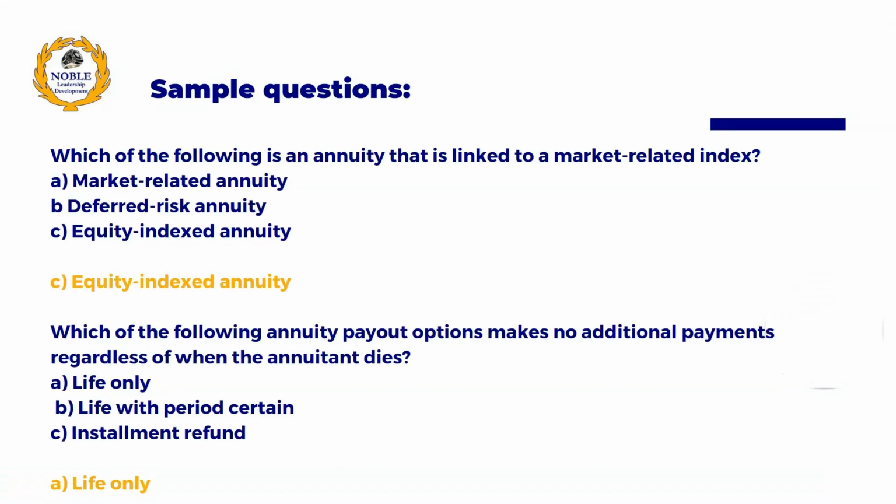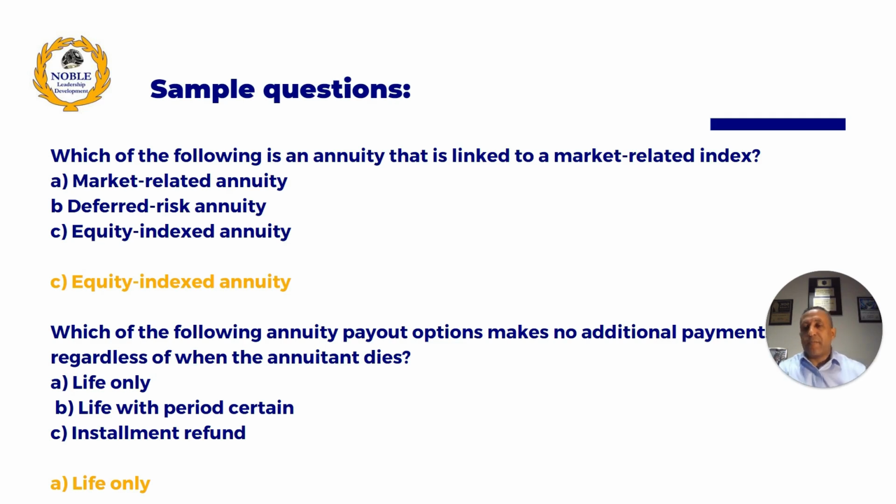Which of the following is an annuity that's linked to a market-related index? So we said that earlier. It's not in the market, but it's mirroring the market. A market-related annuity, a deferred risk annuity, an equity indexed annuity? So the answer is an equity indexed annuity. It guarantees a minimum return, but also, as the market goes up, you get some gains on the positive side, right?